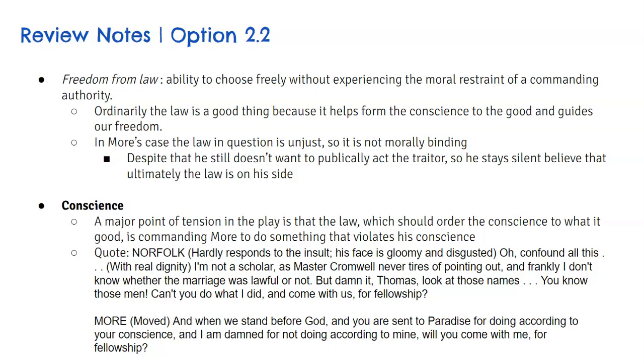And he believes that ultimately, the law will save him. He's in contact with the perfect lawgiver and perfect justice. But the problem for Moore, it's almost naive, is that he's not in a perfect world. He's in a fallen world.